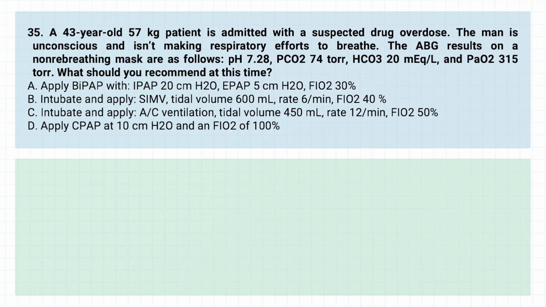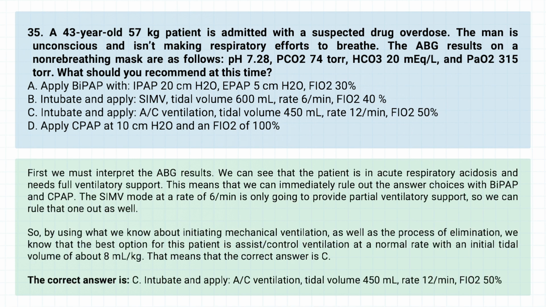A. Apply BiPAP with an inspiratory pressure of 20, an expiratory pressure of 5, and an FiO2 of 30%. B. Intubate and apply SIMV with a tidal volume of 600 milliliters, a rate of 6 breaths per minute, and an FiO2 of 40%. C. Intubate and apply assist control ventilation with a tidal volume of 450 milliliters, a rate of 12 breaths per minute, and an FiO2 of 50%. D. Apply CPAP at a pressure level of 10 and an FiO2 of 100%. The correct answer is C.